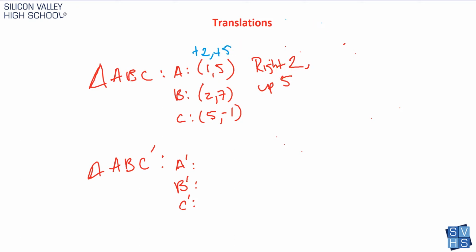And then you do this to each point individually. If A was (1, 5), A prime would be, add those, right? That would be 3, comma, 10. Adding 2 to 1, 5 to 5. Now let's do B prime. If it used to be (2, 7), add 2. Before the comma, it used to be 7, now it's 12. And then C, it was (5, -1), add 2. So that'd be 7, comma, and -1 plus 5 is 4.